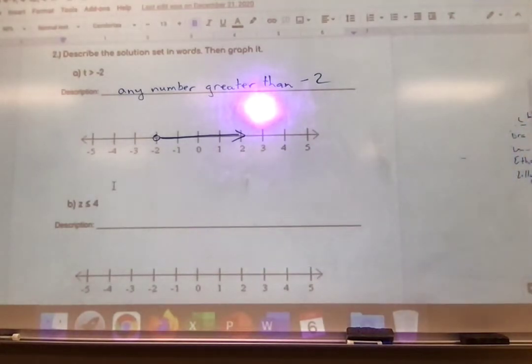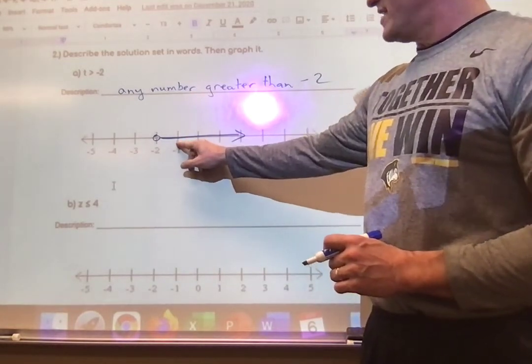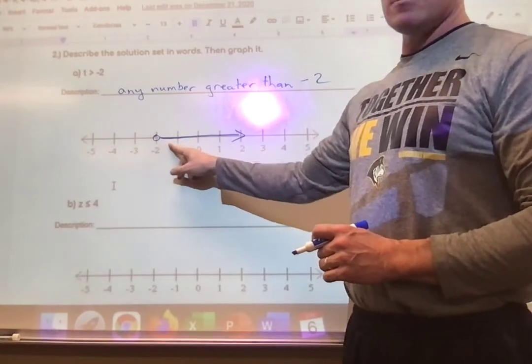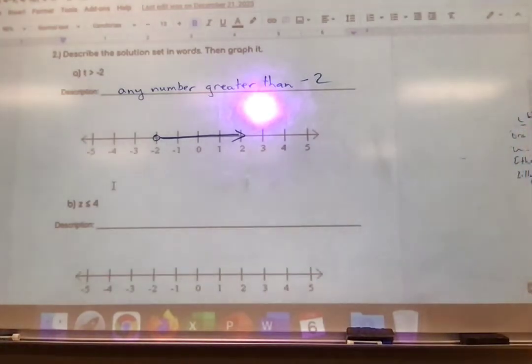All those would be greater than -2. Okay? Some of you sometimes like to put your circle over here because you say -2 doesn't work, but don't forget all the fractions and decimals in between there that would make it true. So that's why we start on the -2 with that open circle.